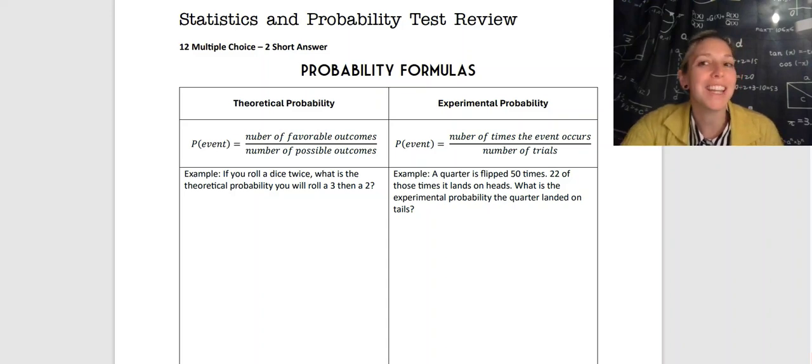Hi, I'm going to try and keep this as short as possible, but I wanted to go over a couple of things that are going to be on your statistics and probability test that you're going to be taking on Thursday. Just like your other tests, there's 12 multiple choice questions and 2 short answers, so 14 questions total. First thing I want to look at is the probability formulas that you had.